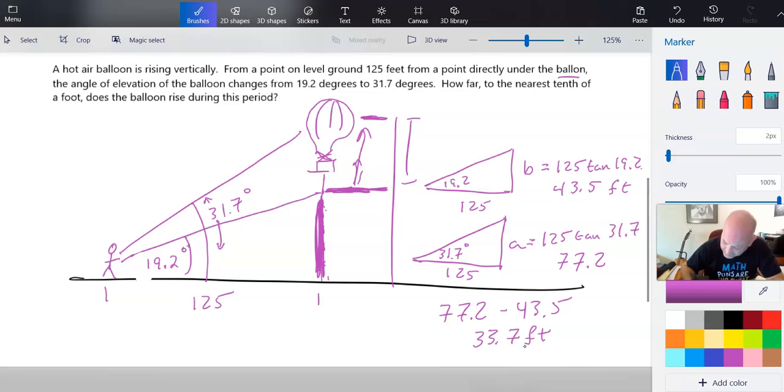33.7 feet is what it rose during this time period, right? To rise from 19.2 degrees angle of elevation to 31.7, it had to rise 33.7 feet. And so you can see we're getting a handle on things we can't measure directly. We couldn't get a measuring tape out there to measure it. I suppose we could, but it'd be an awful long measuring tape by the time we were done. And if we're talking about something that was much higher, then a measuring tape wouldn't be very feasible.